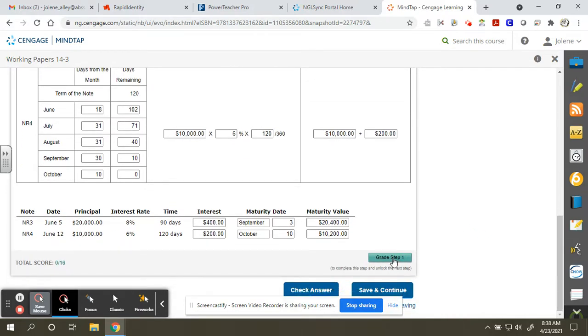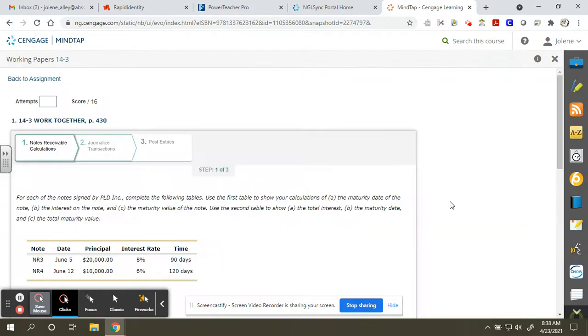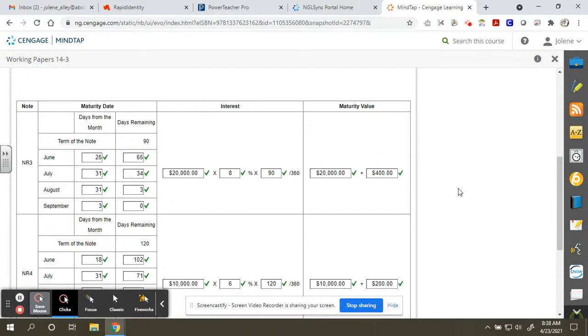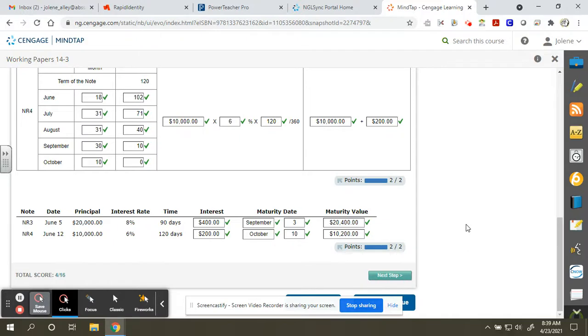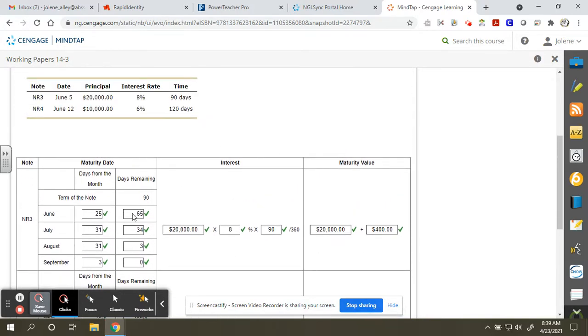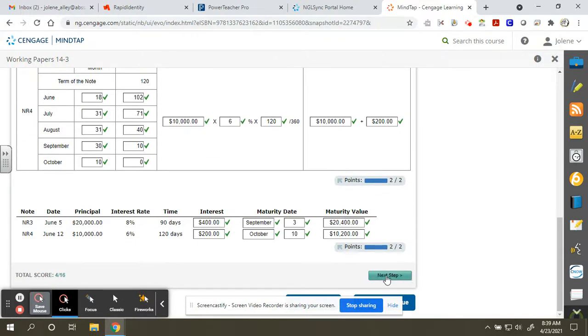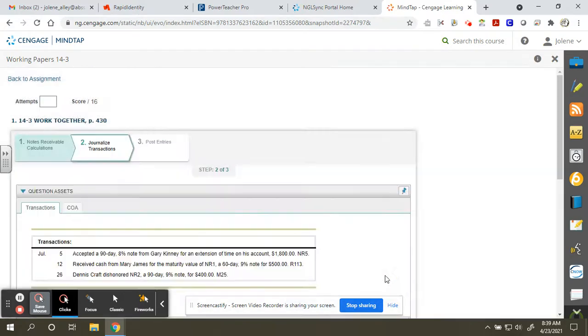Now I'm going to grade my step 1. Let's see how I did. Green checks, green checks, green checks. And that's all it takes for figuring out your due date and your interest. All right, let's go to the next step.